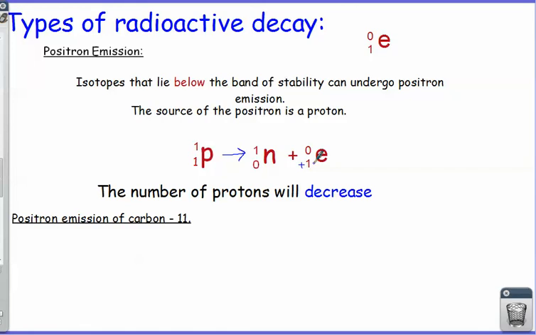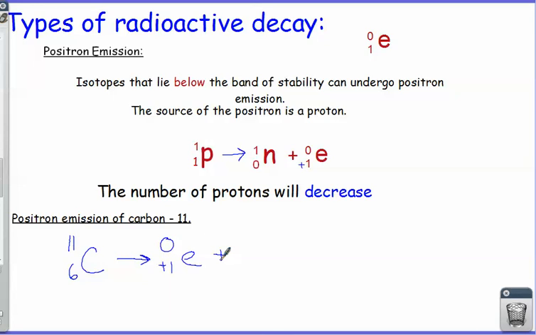So the positron emission of carbon-11. Again, this is coming out of the nucleus, so we write it as a product in our reaction. So we have 0, +1. I always write the +1 to make sure that it's clear that it is a positron and not an electron, that you forgot to write the negative sign.